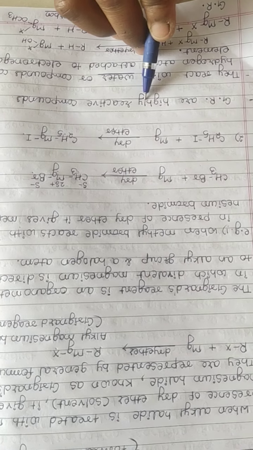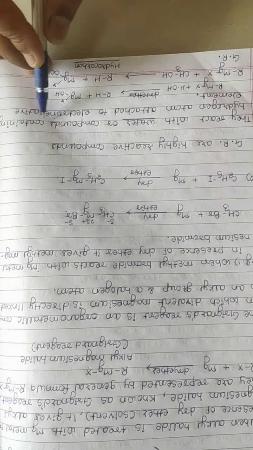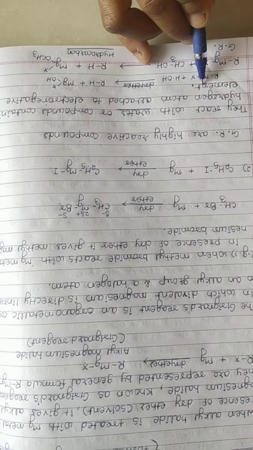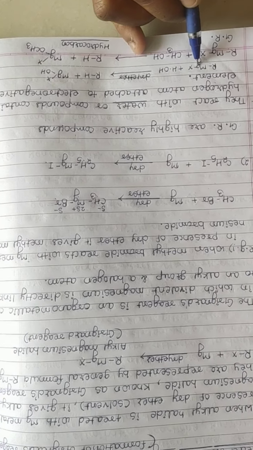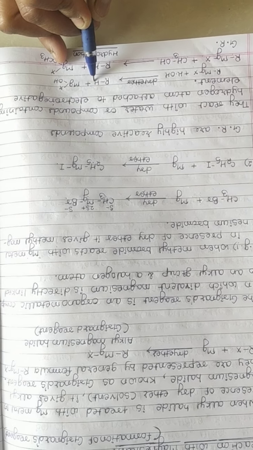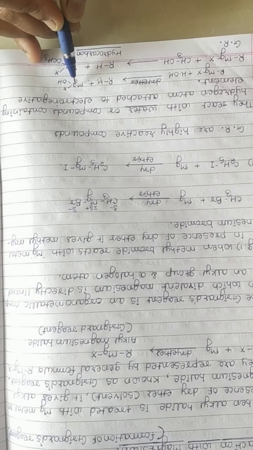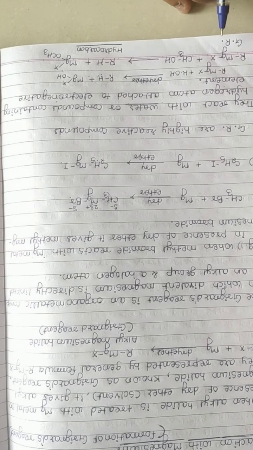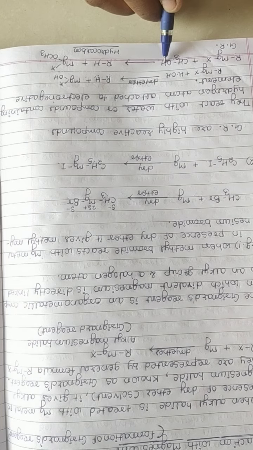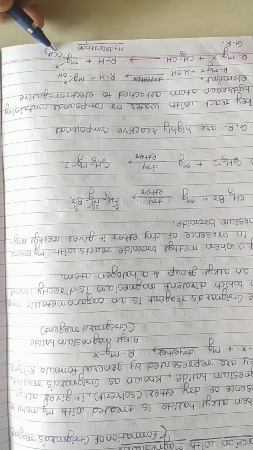Grignard reagents are highly reactive compounds. They react with water or compounds containing a hydrogen atom attached to an electronegative element. RMgX reacts with water in the presence of dry ether and gives RH, that is hydrocarbon, plus byproduct MgXOH. Then RMgX reacts with methyl alcohol and gives RH, that is hydrocarbon. Byproduct is MgXOCH3.